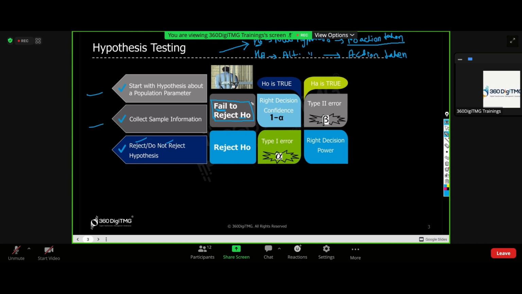If no action has been taken where H naught is true, here what is happening? I am not rejecting the null hypothesis. I fail to reject it. It means H naught is true in this condition. So both of these statements are the same. And this is called the right decision. The right decision has been taken, and here the confidence is 1 minus alpha.